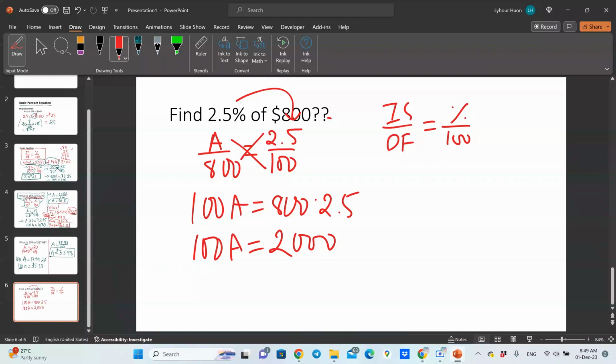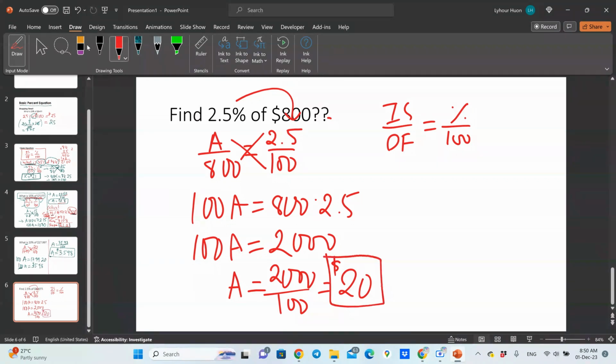Now 100A equals 2000. To solve for A, we get rid of 100 by dividing both sides by 100. So 2000 divided by 100 is 20. What is the unit? Dollars. Yes, $20.